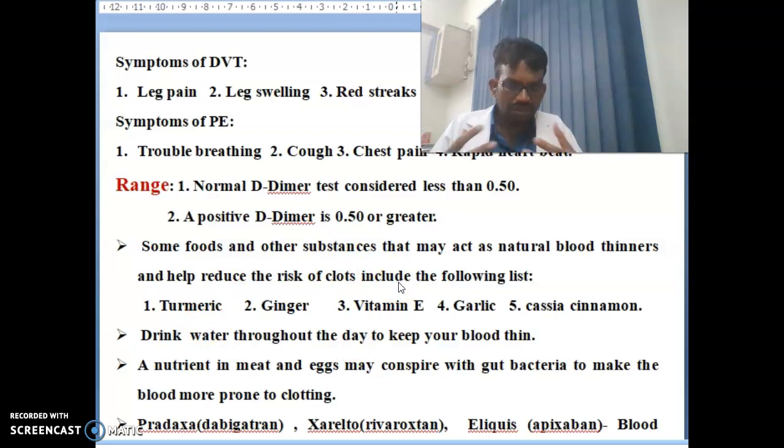Drink water thoroughly, which also helps thin our blood. Nutrients in meat, like egg, may conspire with the gut bacteria to make the blood more prone to clotting.